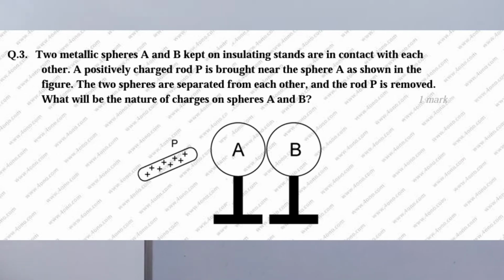First question. 2 metal spheres A and B kept on insulating stands are in contact with each other. A positively charged rod P is brought near the sphere A as shown in the figure. The 2 spheres are separated from each other and the rod P is removed. What will be the nature of charges on spheres A and B? This is a 1 mark question.